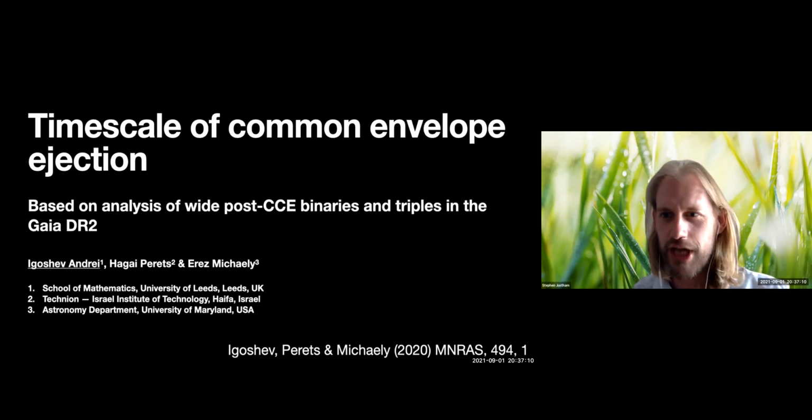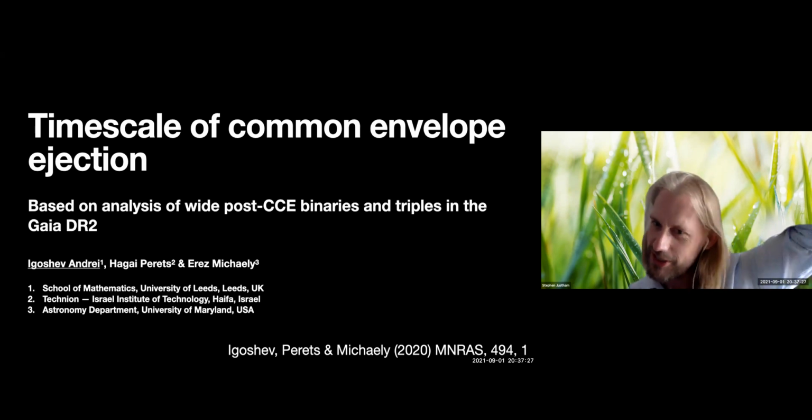So on the first day, we were talking about timescales of common envelope as it relates to whether we even think alpha CE is a useful prescription to use. And Andre is maybe giving us a constraint that is really imaginative. It's really fun. So Andre, please explain.